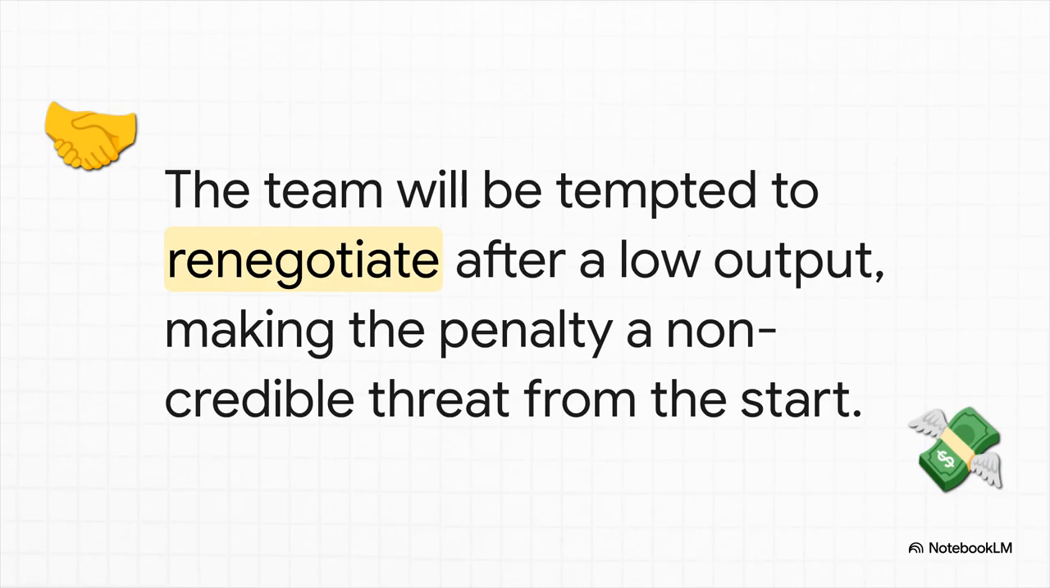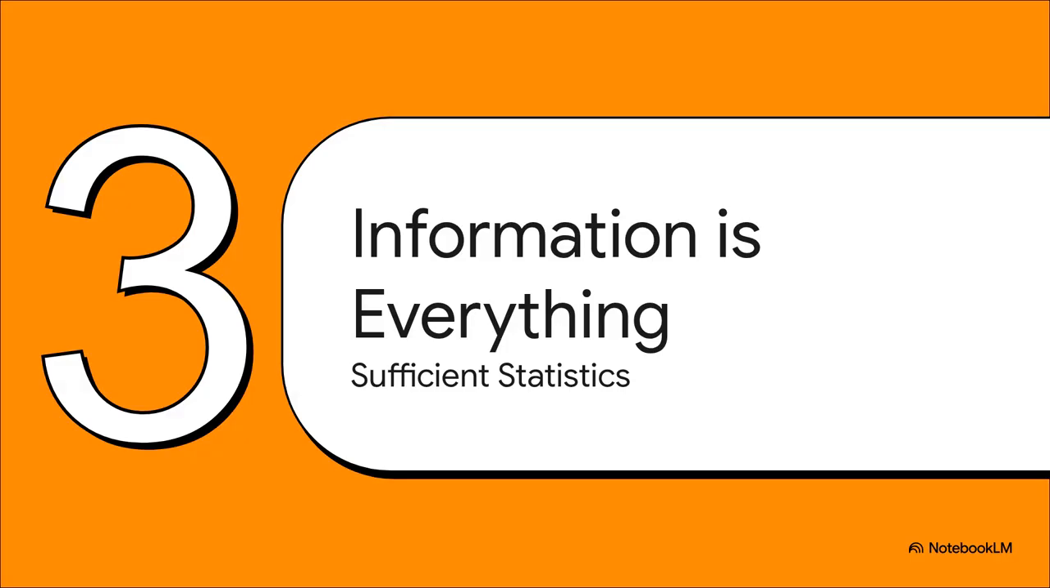You need an outsider, the principal, who doesn't have that same temptation to renegotiate. All right, so everything we've talked about so far assumes effort perfectly leads to output. But we know the real world isn't like that. There's luck involved. So what happens when we introduce that kind of uncertainty?